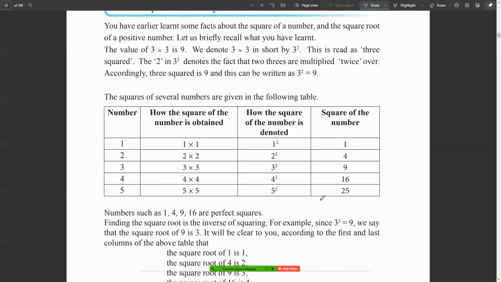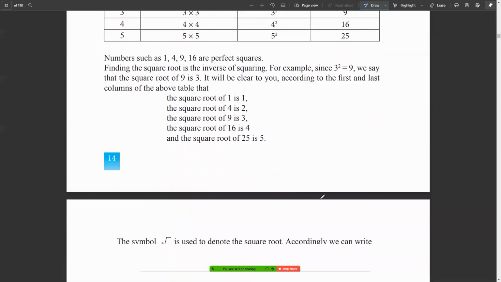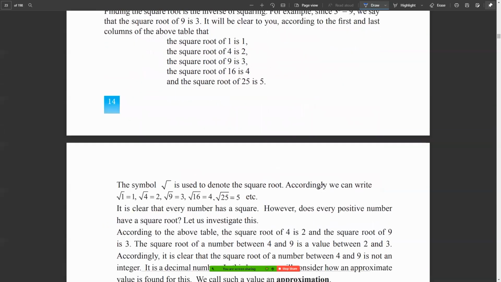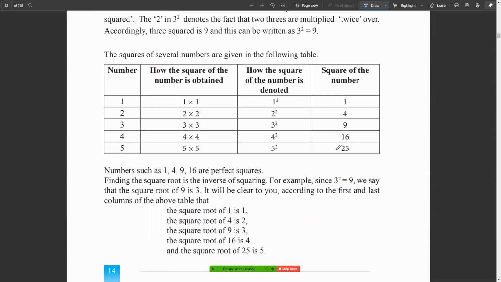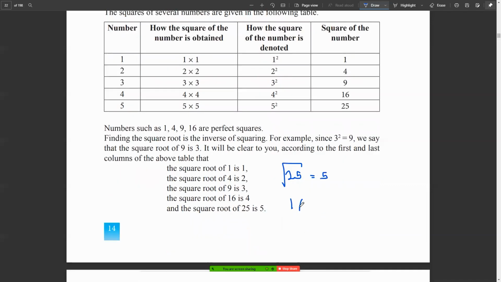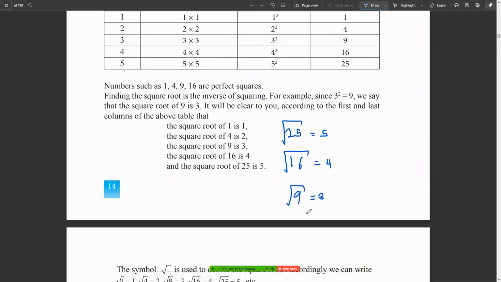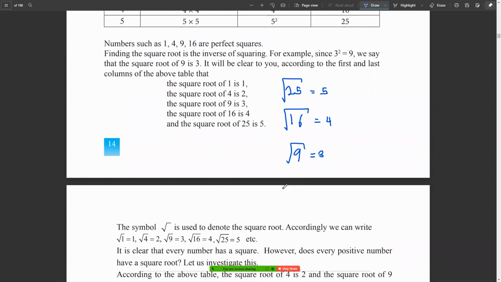This is the same kind of thing. Then the sounds get a bit different. Now you can see, if I take these values, if I take this 25, we can write 25's square root is 5. 16's square root is 4. 9's square root is 3. Likewise, you can go on. Up to now, it's smooth and well driven, no problem.